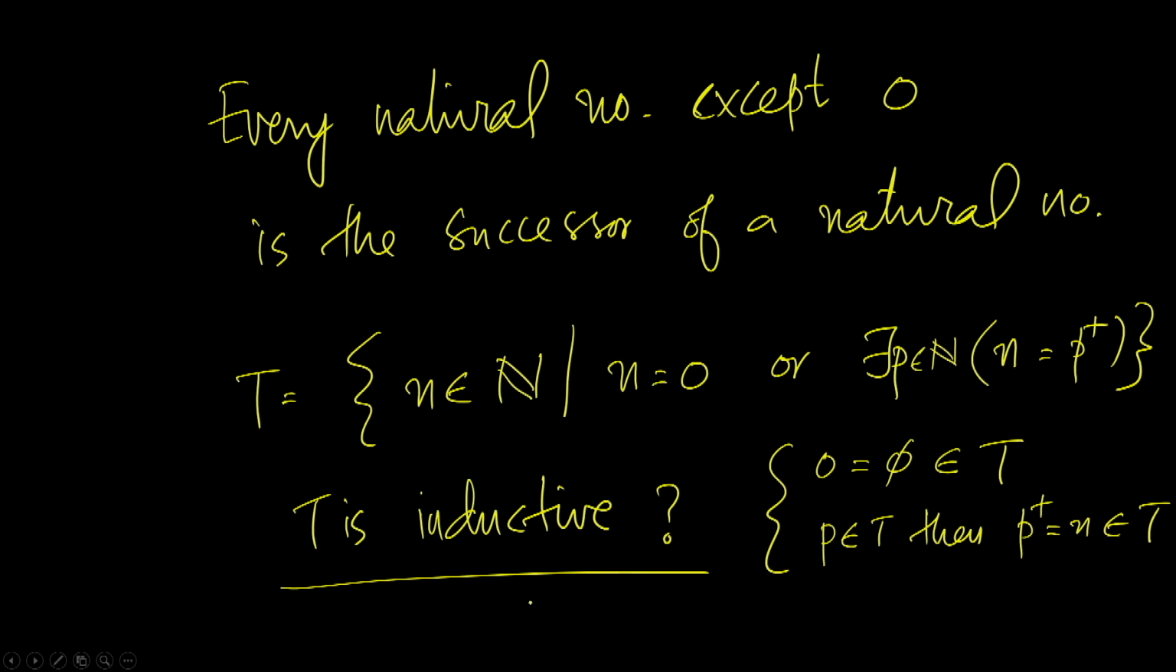So, T is an inductive subset of the set of natural numbers, but we have just seen that there is no inductive proper subset of the set of all natural numbers. Therefore, T must indeed be the set of all natural numbers. So, this is a property that is satisfied by the set of natural numbers. Every natural number except 0 is a successor of a natural number. So, this is how we embed the set of natural numbers in set theory.